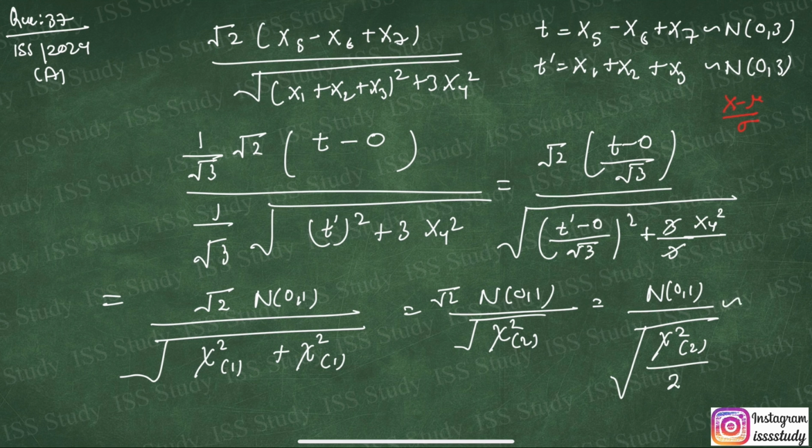So this ratio follows a t distribution with 2 degrees of freedom, because this is a property in Gupta and Kapoor's Mathematical Statistics, where the ratio of a standard normal variate to the root of a chi-square variate divided by its degrees of freedom follows a t distribution with the same degrees of freedom. If suppose we have n here, it will follow a t distribution with n degrees of freedom. But right now we have 2 here, so it will follow 2 degrees of freedom, and there should be a standard normal variate in the numerator.